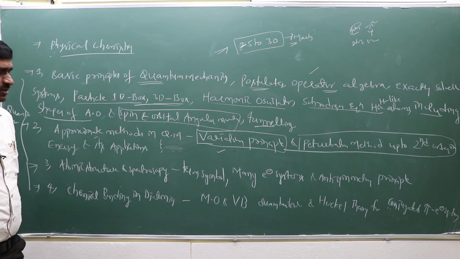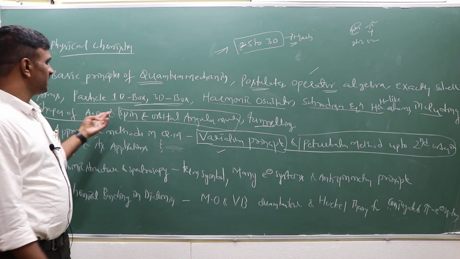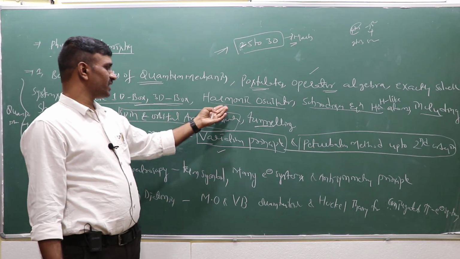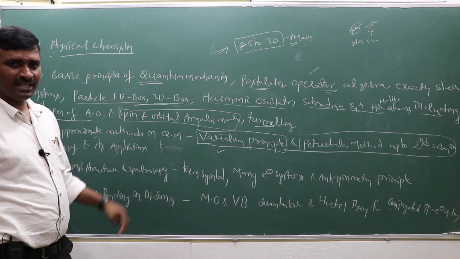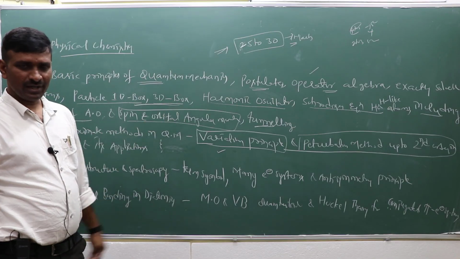In almost every exam, the question will be there on the variation method or perturbation method. Another one may be the Schrodinger wave equation or harmonic oscillator. Another one may be the 1D, 3D box. Right? Sometimes it may be spin and orbital angular momentum.